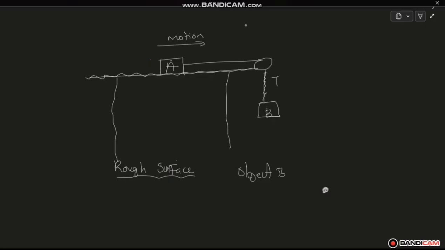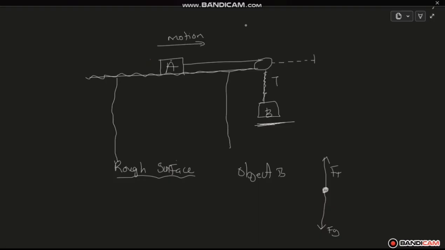So we have T here, and the object here is not in contact with the surface. So we have Fg, it doesn't matter that it is not in contact with the surface, and this is not Fn, but this is Ft. Why? Because it is not in contact with the surface. So that's very, very important, good people. So we will never have a normal force in this case, because object B is not in contact with the surface.